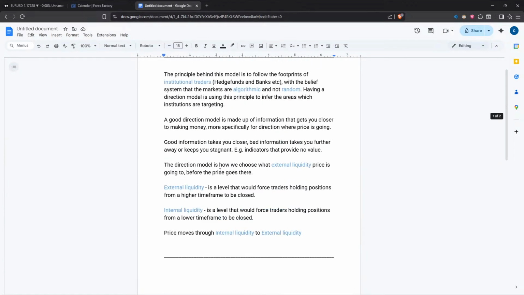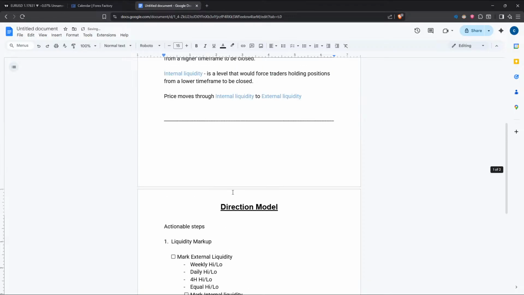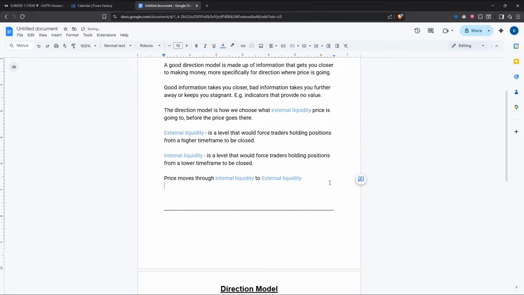So now we want, so call number 2, liquidity sweep. So this segues from this point to this point. So price moves through internal liquidity to external liquidity.